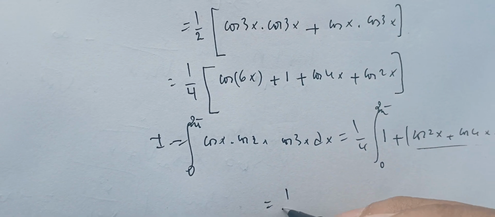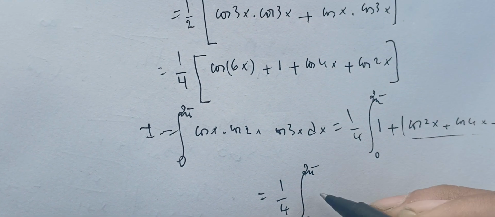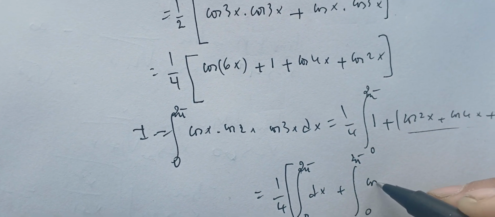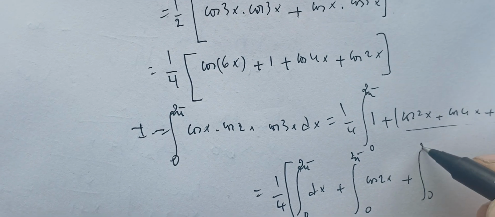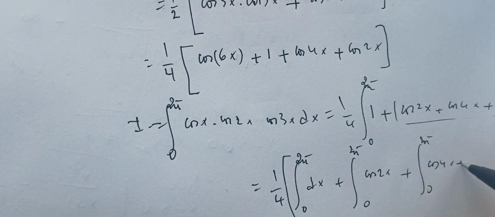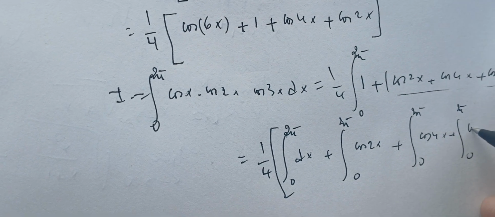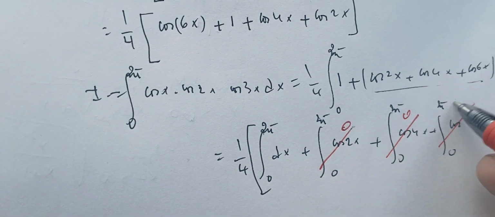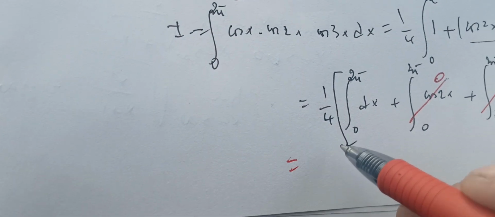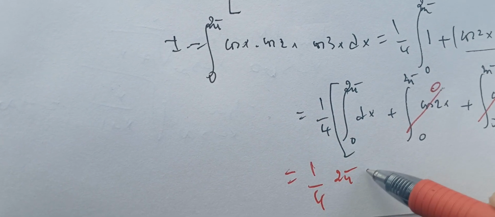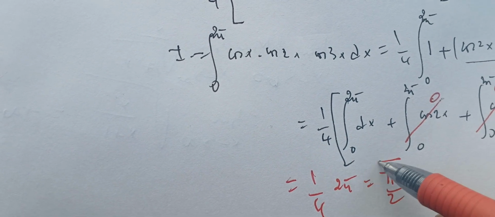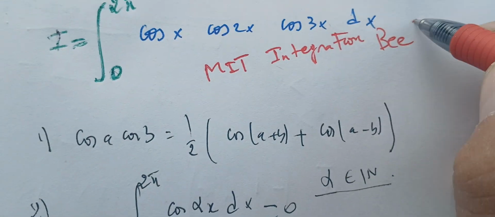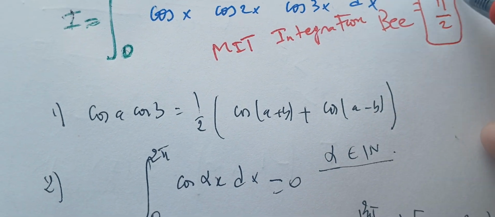Therefore, we're going to have 1 over 4, the integral between 0 and 2 pi of dx, plus the integral between 0 and 2 pi of cosine 2x, plus the integral between 0 and 2 pi of cosine 4x, plus the integral between 0 and 2 pi of cosine 6x. As I proved, this one is 0, this is 0, this is 0, and therefore we are only left with 1 over 4 times 2 pi, which is pi over 2. This means that our integral is just pi over 2.